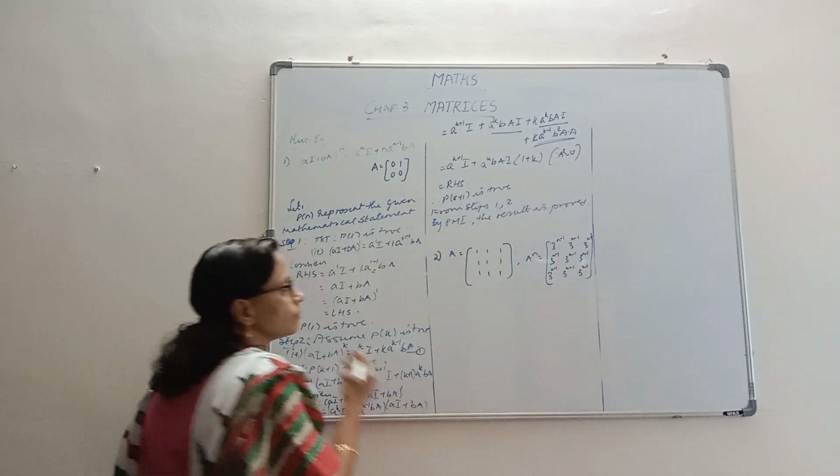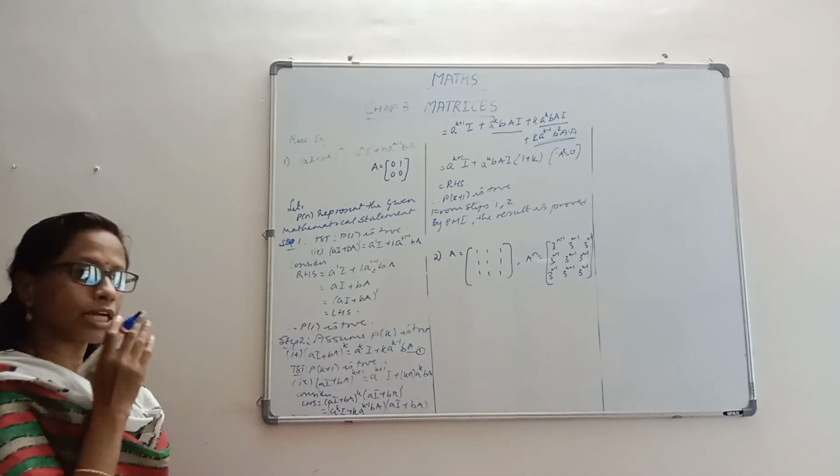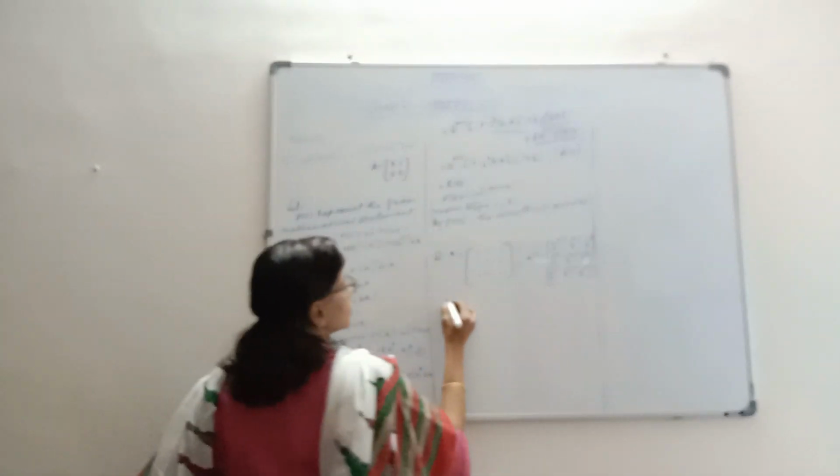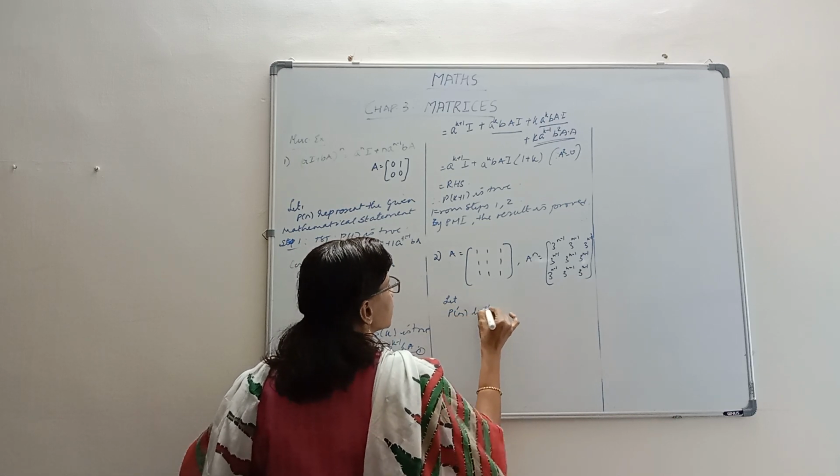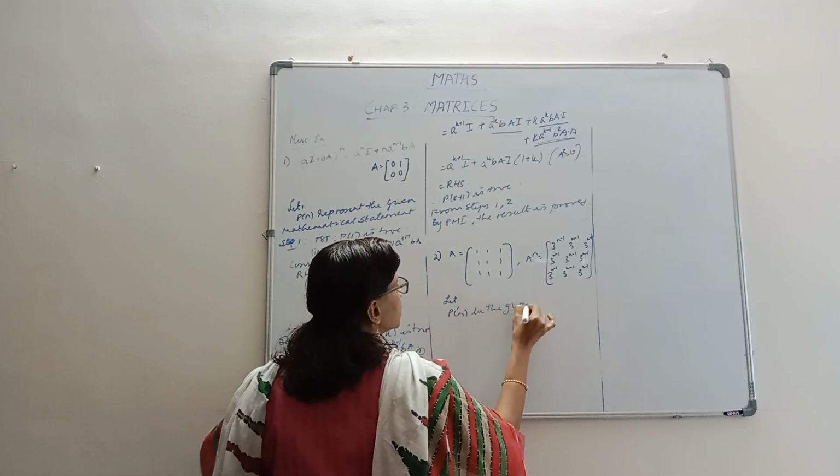Okay. Then we have this matrix A, and you have to show this. That also goes by induction. So like before, let's call this a statement. Let Pn be the given mathematical statement.